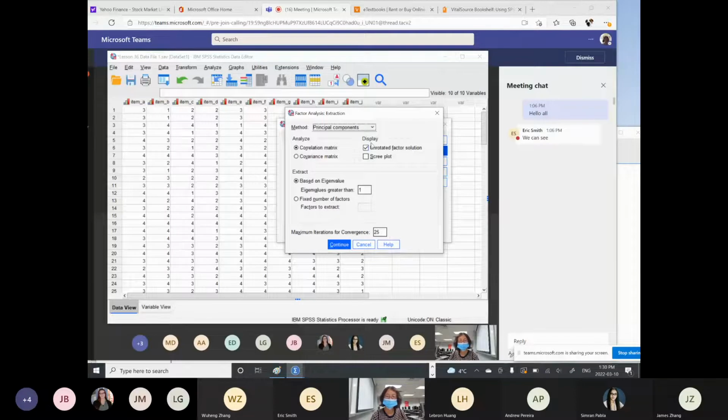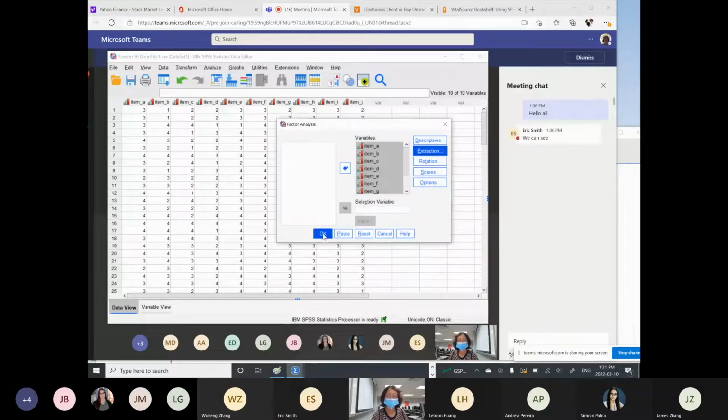In this, under the display, we are using principal components. There are other methods, for example, unweighted least squares, generalized least squares, maximum likelihood, principal axis factoring, alpha factoring, image factoring. Okay, the popular method is the principal components method. Under the display, please select scree plot. This scree plot is actually based on eigenvalues. And then click Continue. Click OK.